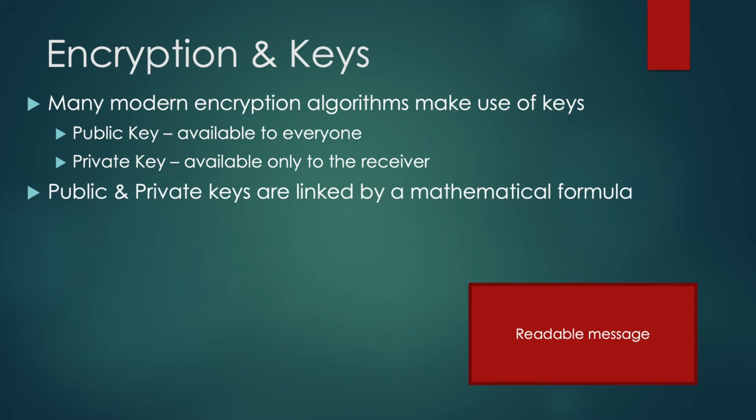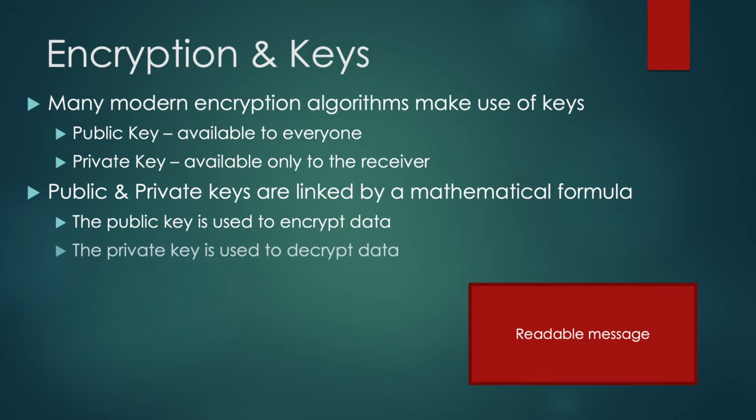Those public and private keys are linked by a mathematical formula. The public key is used to encrypt the data, and the private key is used to decrypt the data. Now, there are some cases where it's the other way around, where your public key is used to decrypt and your private key is used to encrypt, and we will have a look at that a little bit later on, but in terms of understanding it, that's a reasonable starting point.